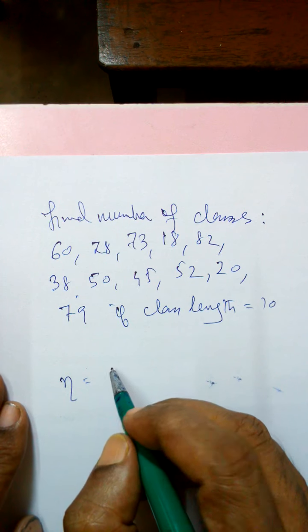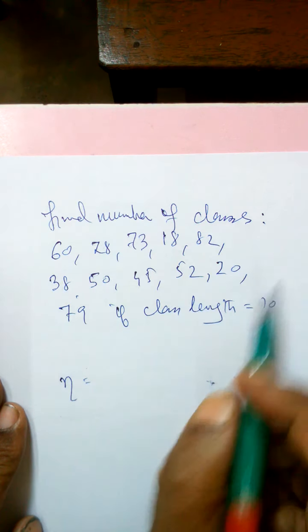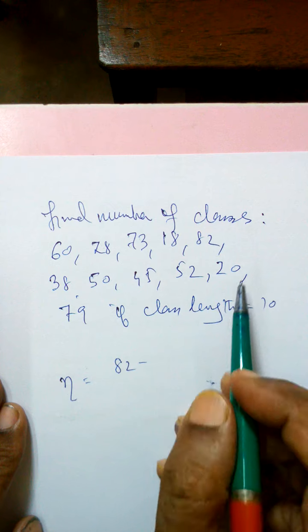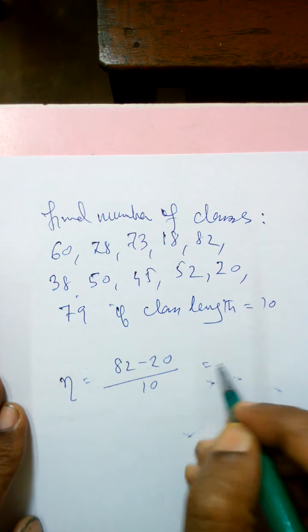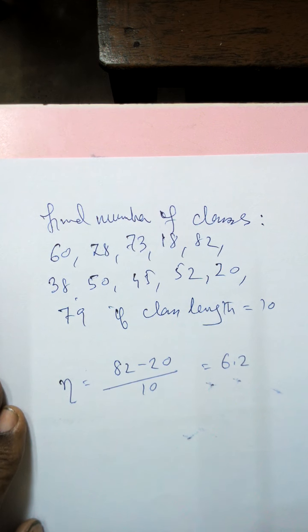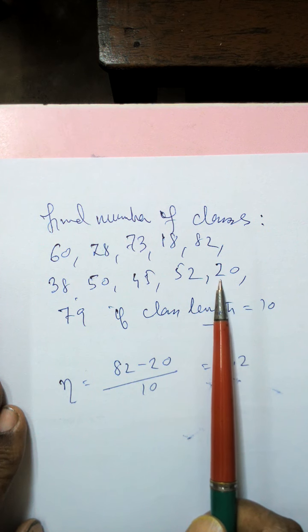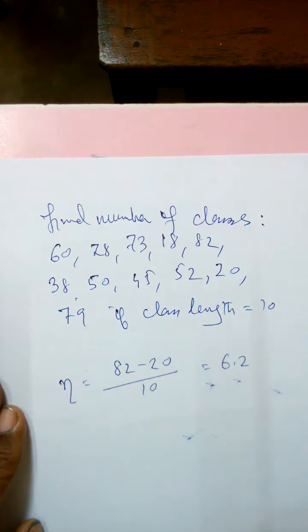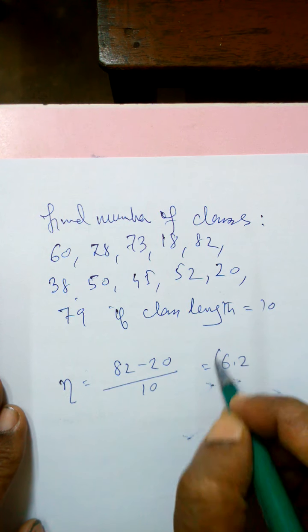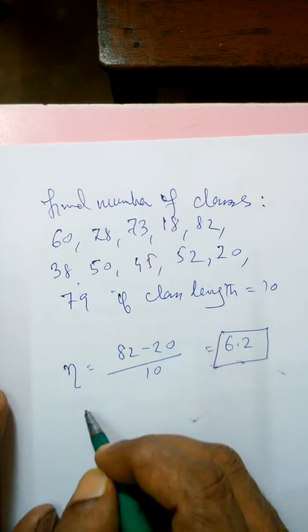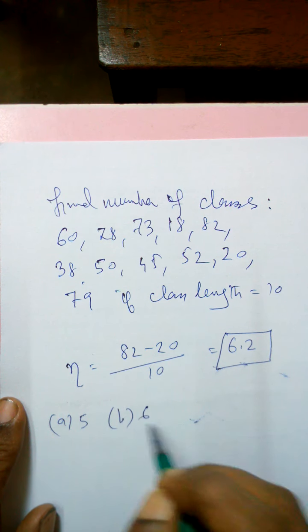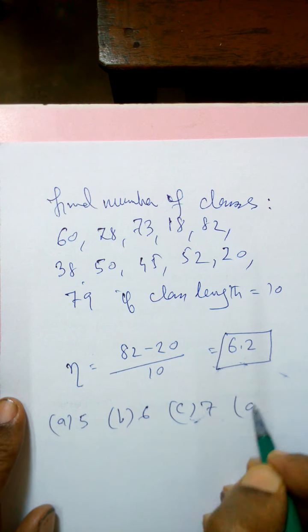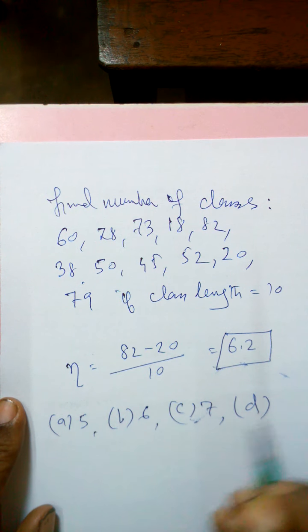It will be the range divided by the class length. Range means highest value minus lowest value. The highest value in this data is 82 and the lowest value is 20, divided by 10. So it is 62 divided by 10, which is 6.2. So you have four options: A is 5, B is 6, C is 7 and D is none of these.